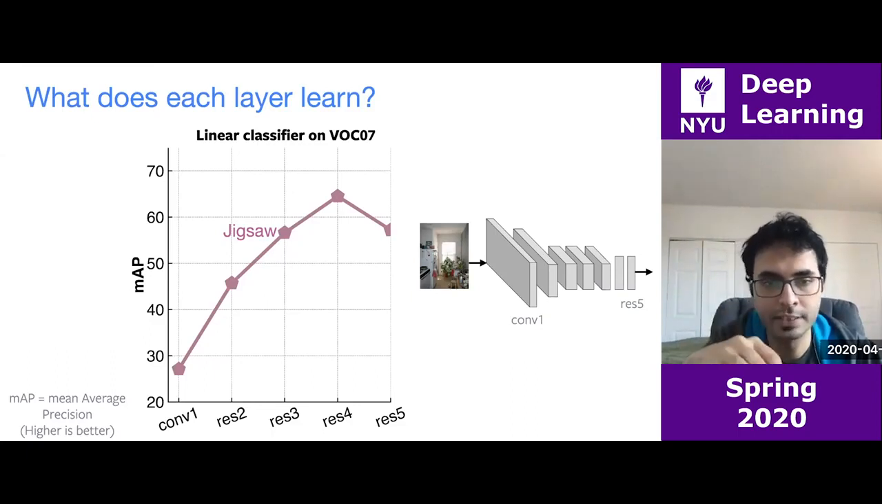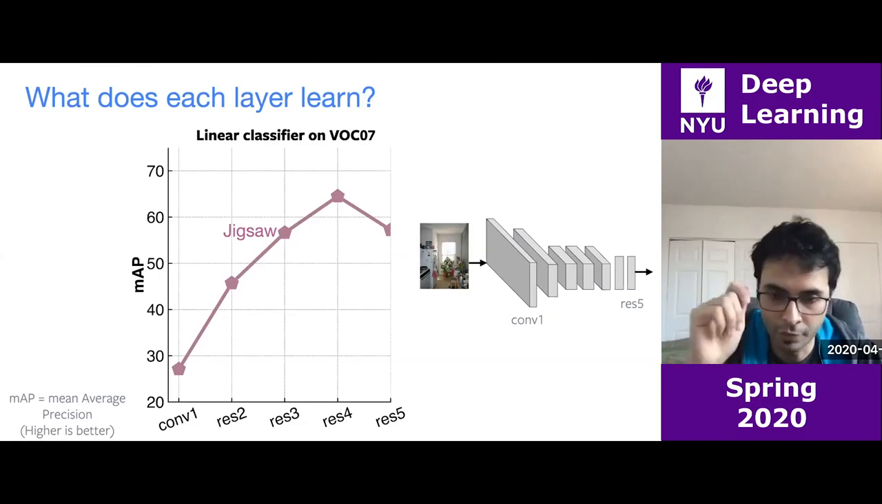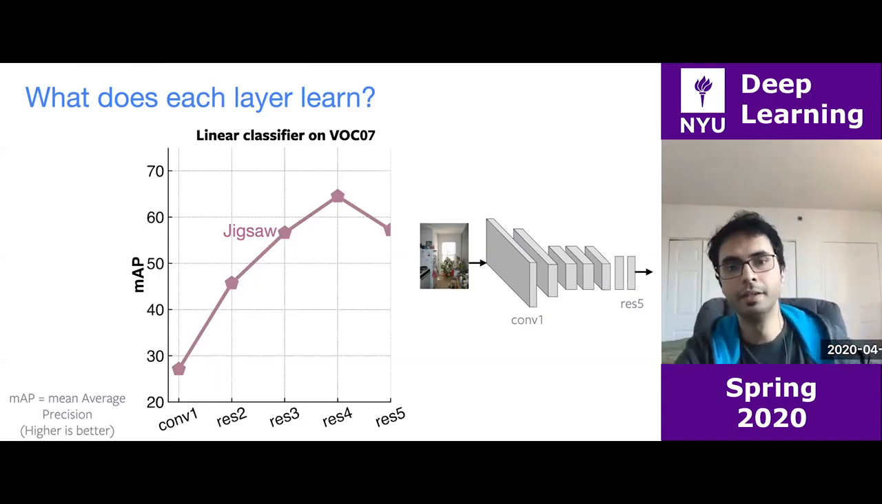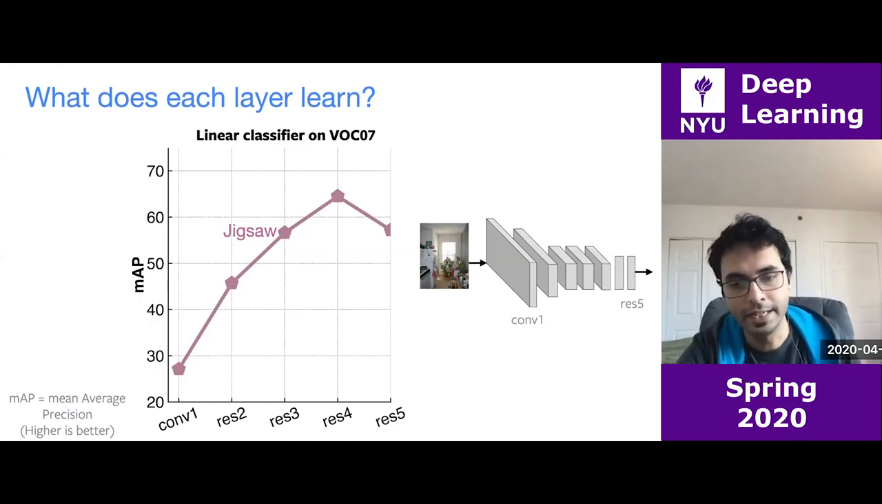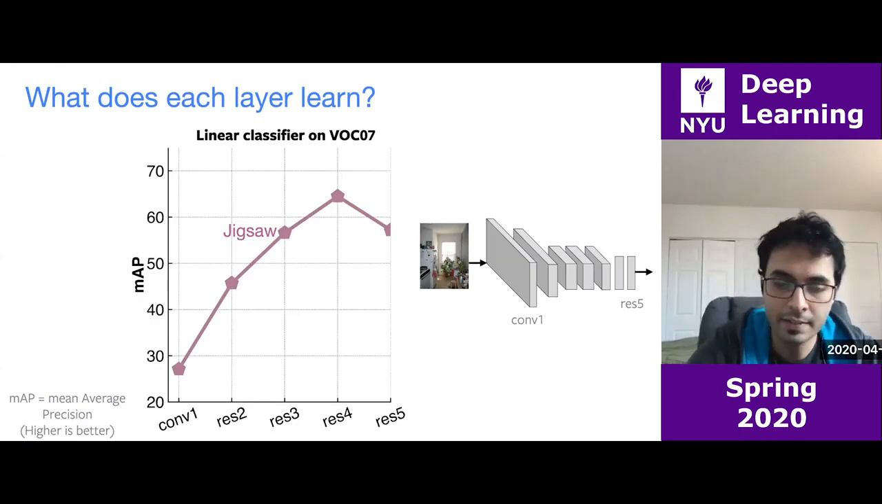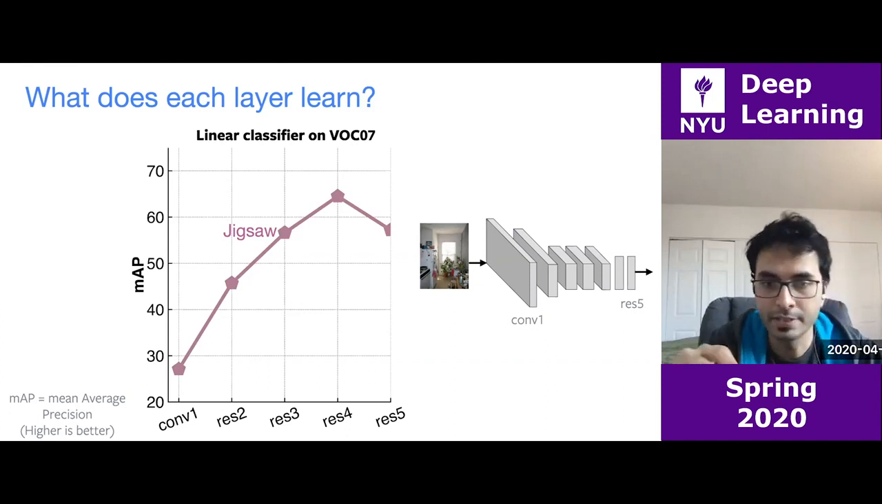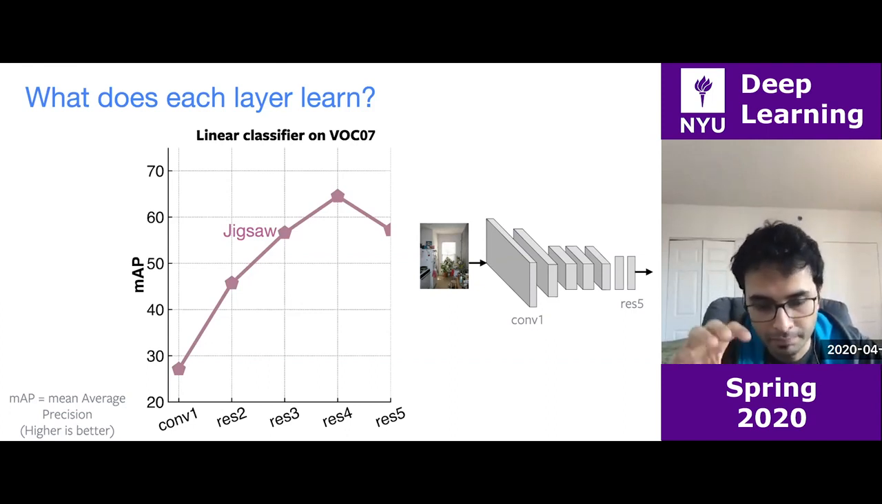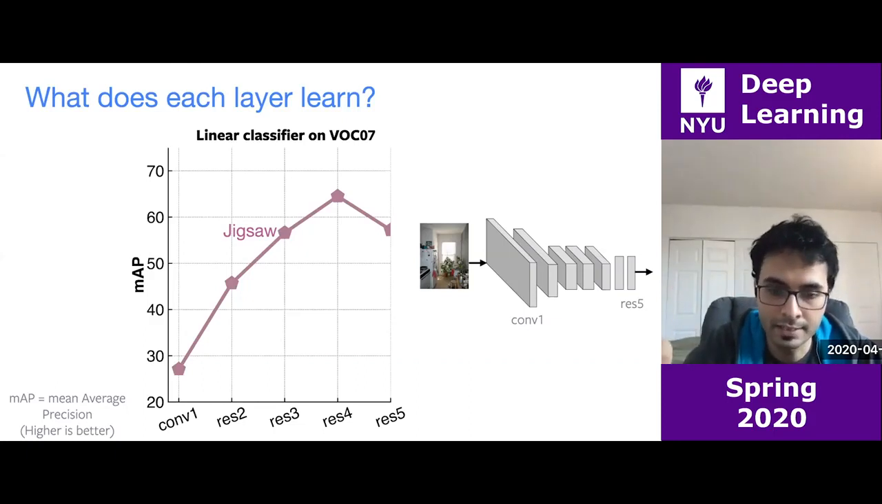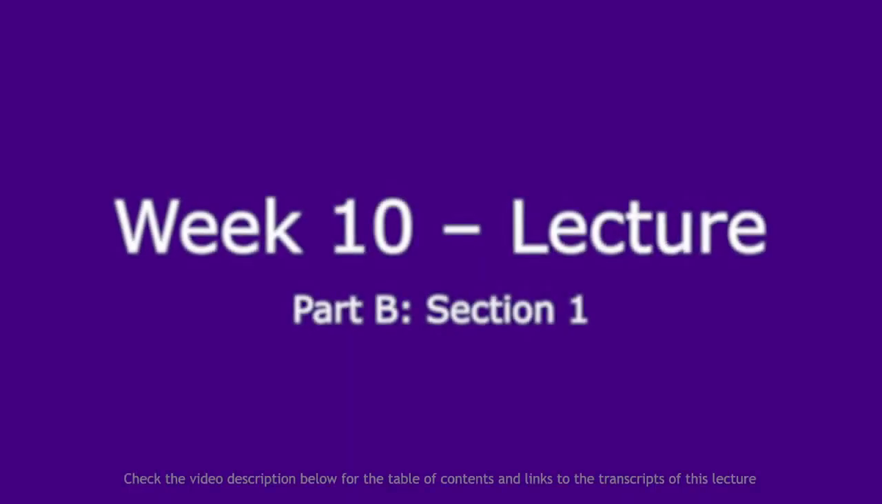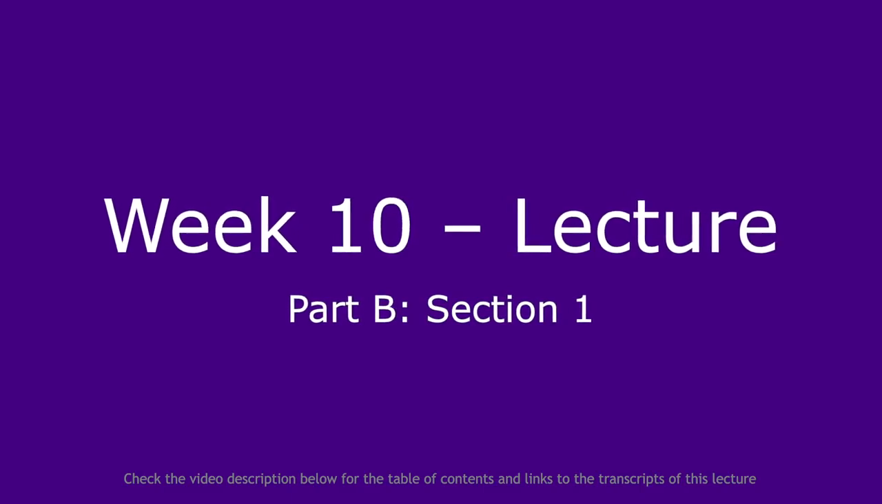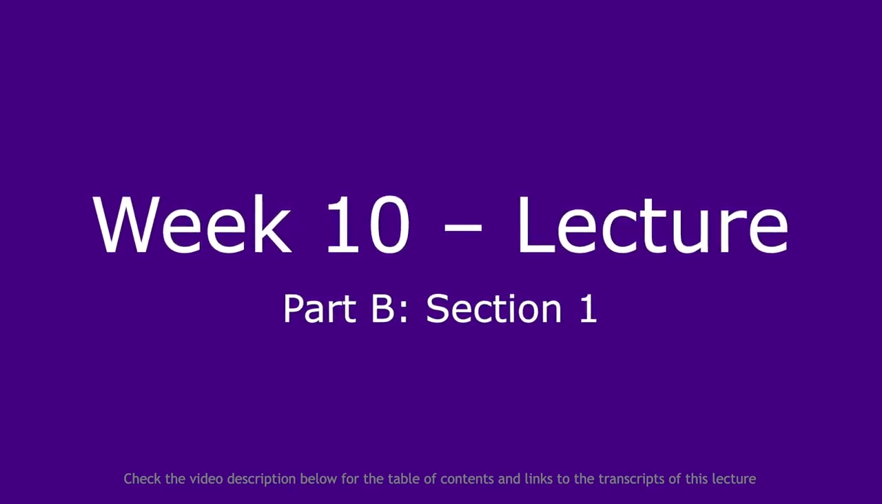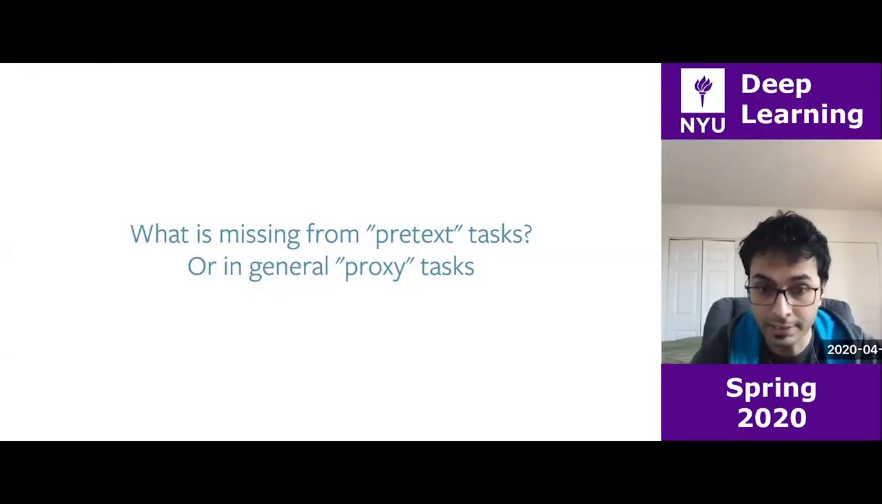Whereas for a lot of the self-supervised networks, we repeated this experiment for the rotation network, for colorization, for relative position, we would always observe this very sharp gap from res 4 to res 5. And so this says that the end task that we are solving, the pretext task, is probably not very nice, because it's not very well aligned to the downstream semantic tasks that we really want to solve. Which basically brings me to the next part, which is to understand what is missing from these pretext or proxy tasks.